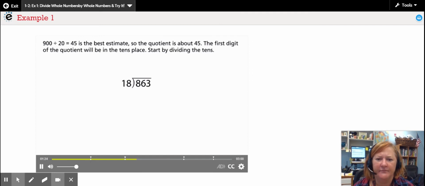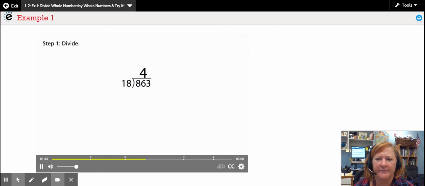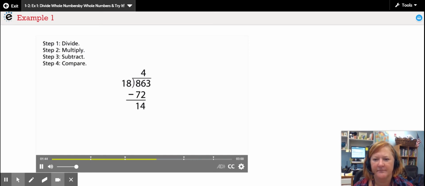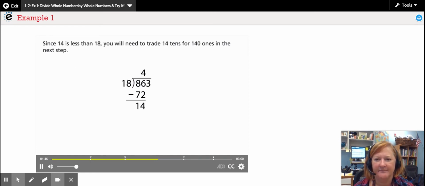The first digit of the quotient will be in the tens place. Start by dividing the tens. Step 1, divide. Step 2, multiply. Step 3, subtract. Step 4, compare. Since 14 is less than 18, you will need to trade 14 tens for 140 ones in the next step.